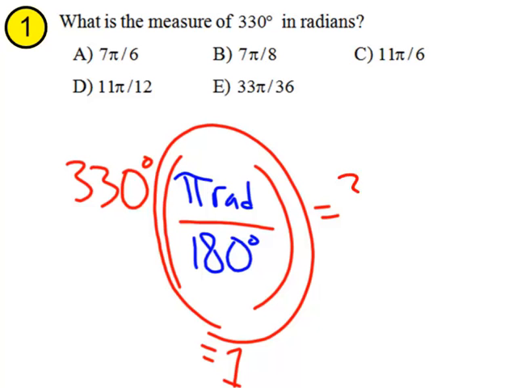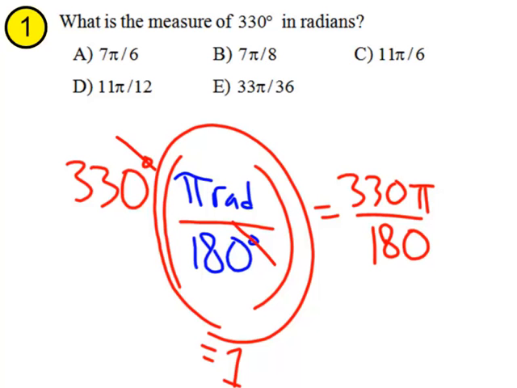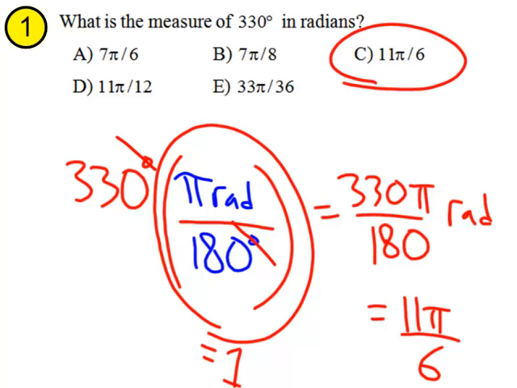So we get 330 pi over 180 radians. The degrees cancel out. You don't have to write radians afterwards, although if you like, you may. We now just reduce the fraction. Both the numerator and denominator are divisible by 30. So if I divide the top by 30, I get 11 pi. If I divide the bottom by 30, I get 6. 11 pi over 6 is our answer, C.